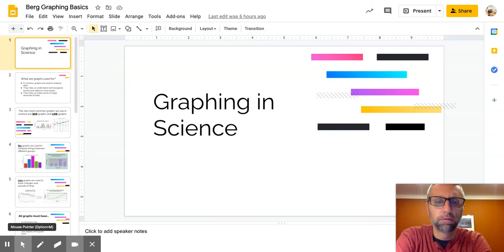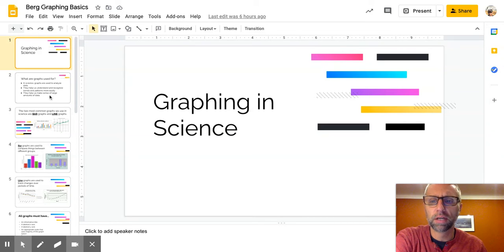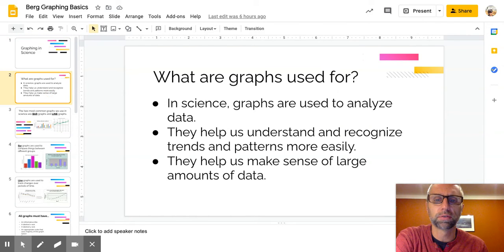And looking at a page full of numbers, I know as someone who used to sit and take all my data and be like, what does this mean? It's so much easier to make sense out of it by making a graph. And so today we're going to look at graphing and why it's important and different types of graphs.